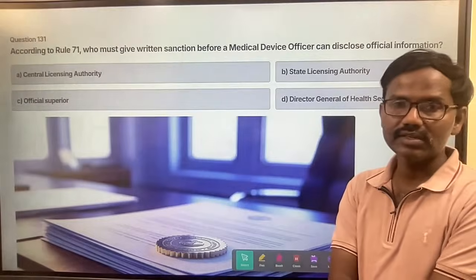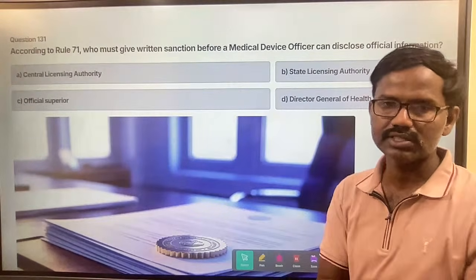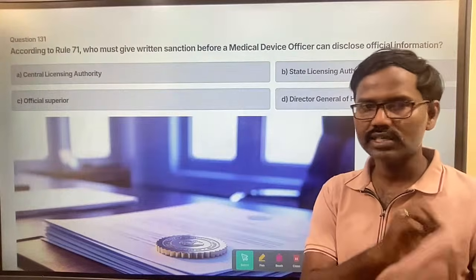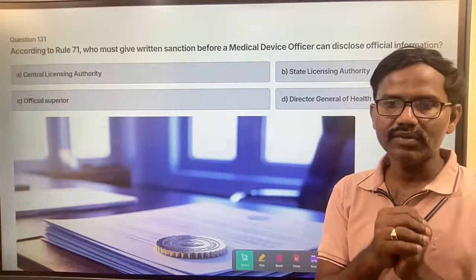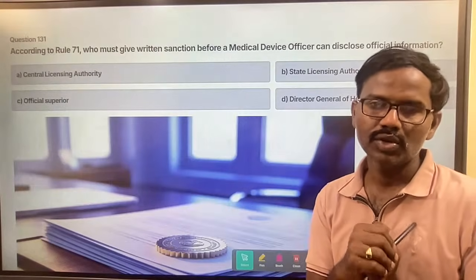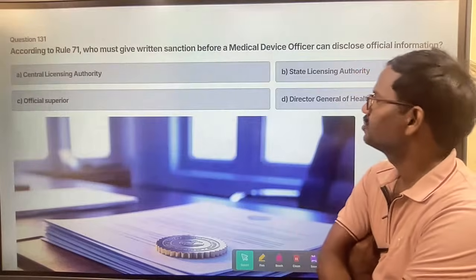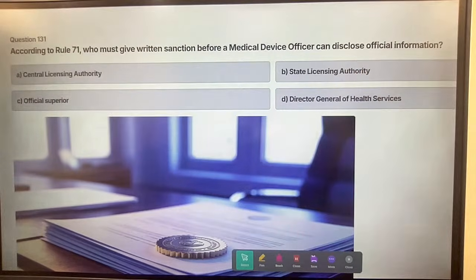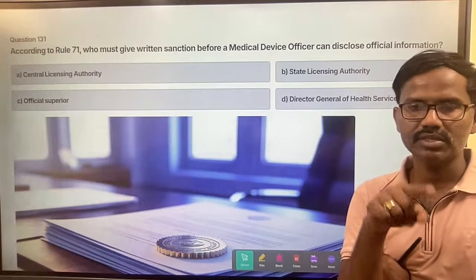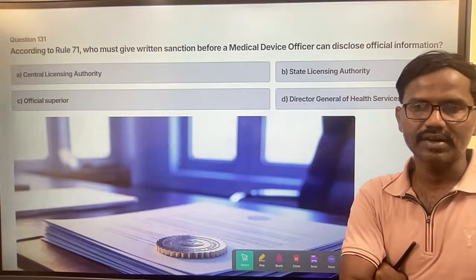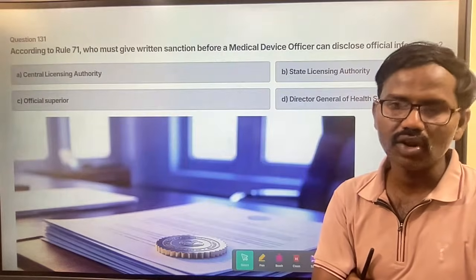Who will give the sanction to disclose the information by the drug inspector? You went for inspection and got some information, whether it is wrong or right. When you give this information to others, by sanctioning permission from whom? From your official supervisor. Do not disclose this information to some other DCGI or anyone. You must take the consent from your immediate supervisor, not DCGI.